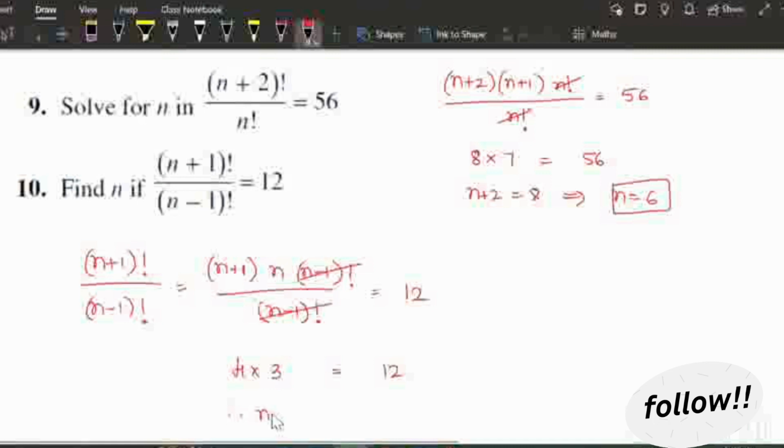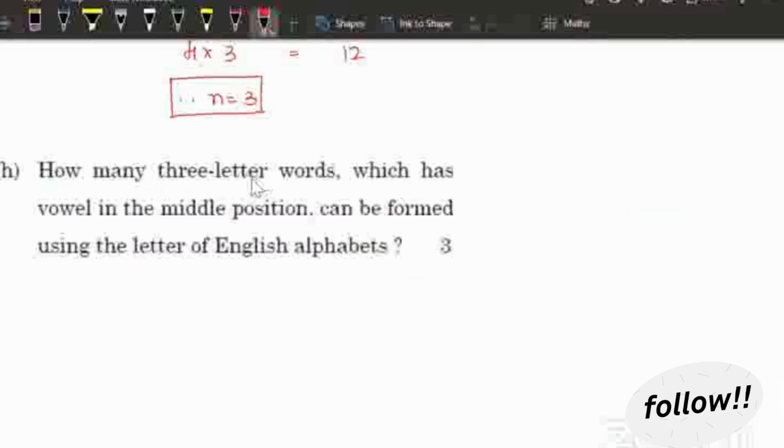Therefore, n is equal to 3. Usually such questions might be: how many three-letter words which have a vowel in the middle position can be formed using letters of the English alphabet? So you need to form three-letter words. Write down three positions, and the middle position must be a vowel, right?